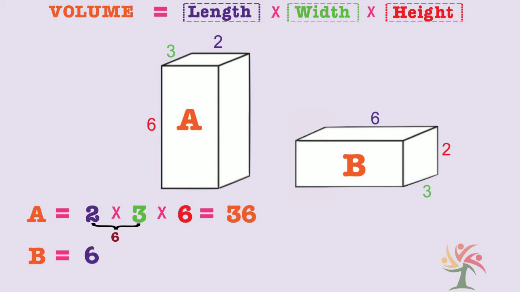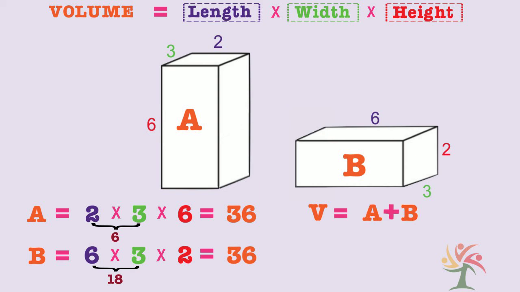The length of 6 times the width of 3 times the height of 2. 6 times 3 is 18, times 2 equals 36. Our total volume will be the volume of Prism A plus the volume of Prism B. So our total volume of the composite prism is 72 cubic units.